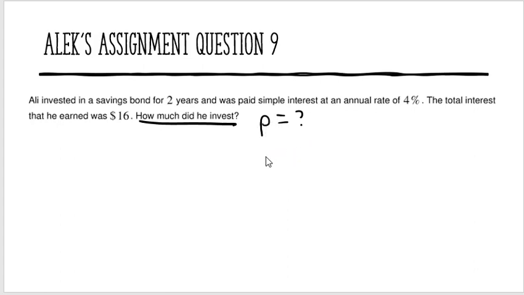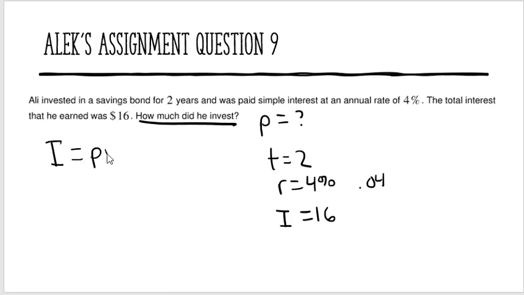Okay, let's figure out the things that we do know. We know that the time in years was 2. We know the rate is 4%, which we changed to 0.04 in order to use the simple interest formula. We know that the I, the total interest earned, is 16. Okay, and we don't know the P. So if we take the formula I equals P times R times T, we can plug in 16 for the I, and we don't know the P. We know the rate is 0.04, and we know the time in years is 2.